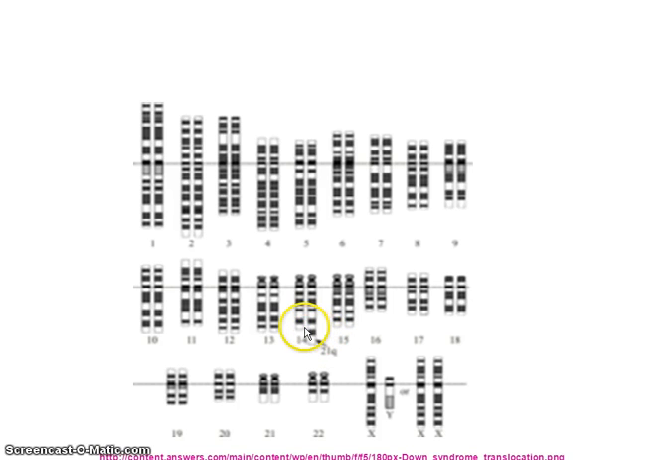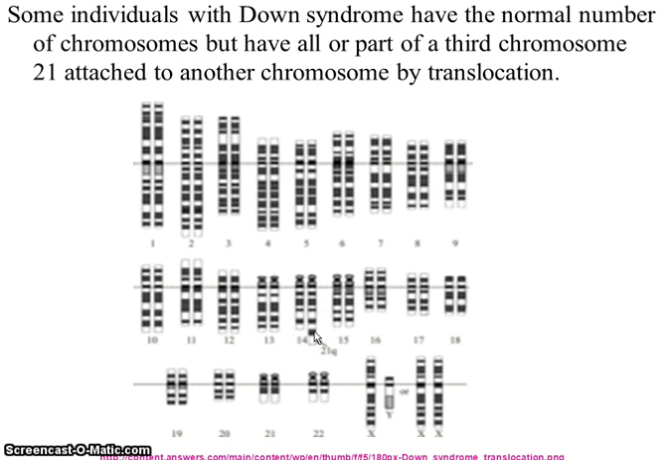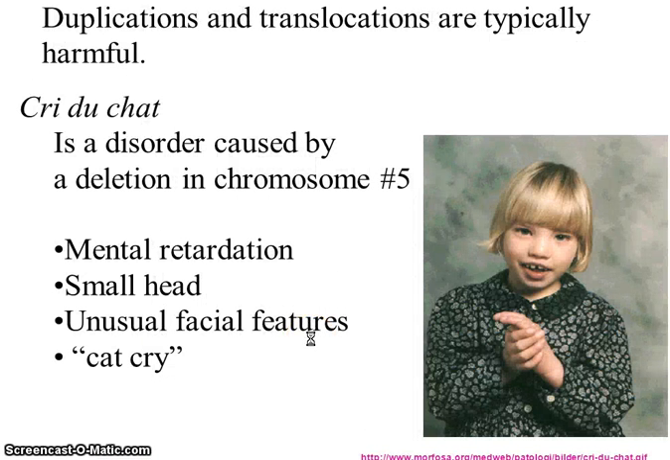And so you can see similar banding patterns till you get right there. So this again is the karyotype. And this is actually one with Down syndrome, but instead of having a third 21, that 21 came up here. So pretty interesting. There are different ones that have these. Cri du chat, where the kid actually sounds like they're crying like a cat, is from a deletion in chromosome 5.